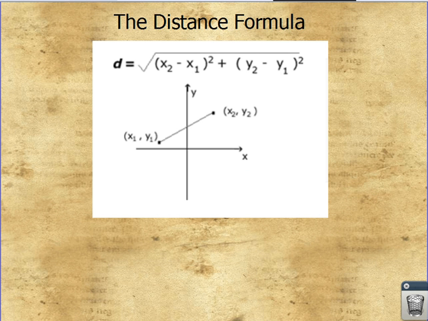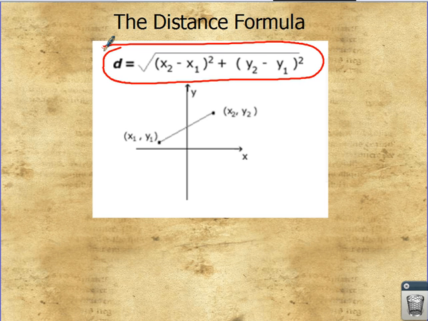But here we go, distance formula. Do y'all have formula cards? I gave you formula cards too, right? If you want to write this on your formula card, distance is equal to the square root of x2 minus x1 squared plus y2 minus y1 squared.